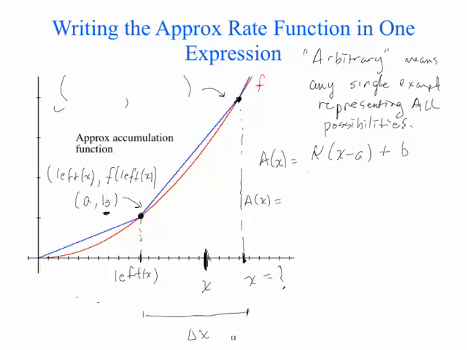Okay, so the x coordinate of this point right here is left of x plus delta x. So that's our x coordinate up here. Are you getting it? And what's the y coordinate at that point?